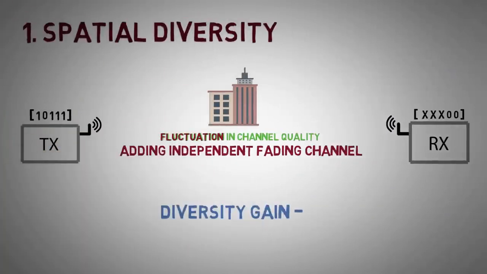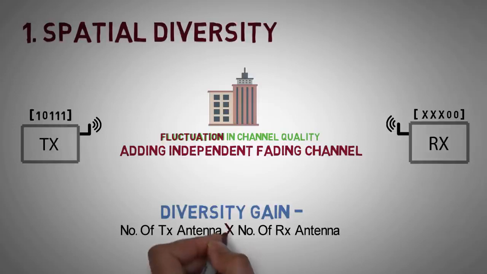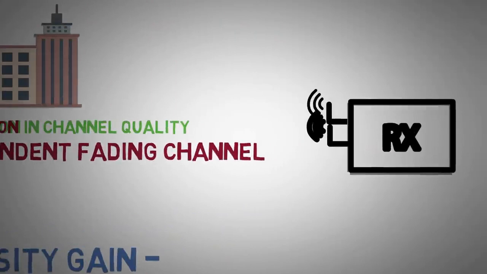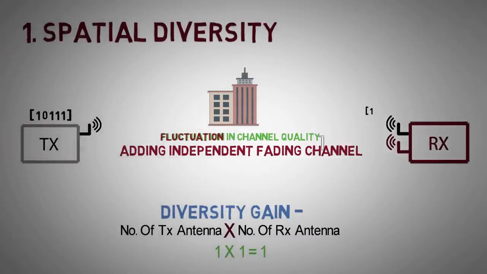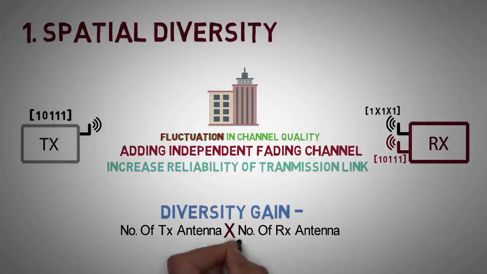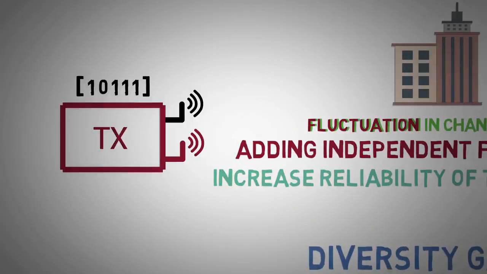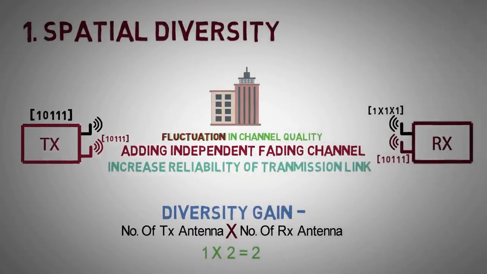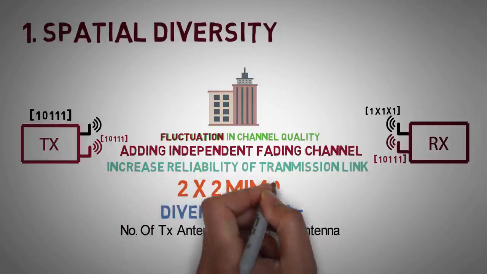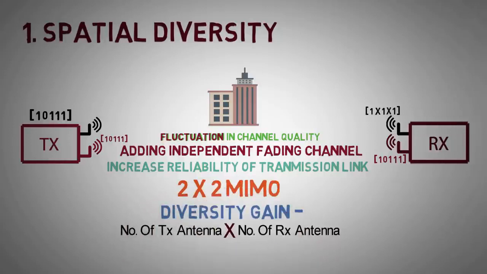Here diversity gain is defined as the number of transmitting antennas times the number of receiving antennas, which is equal to 1. Let us increase the number of receiving antennas by 1. The chances of proper delivery of the data across the two links are very high. Thus, the additional fading channel increases the reliability of the overall transmission. Here diversity gain is 1 times 2, which is equal to 2. In this way, more diverse paths can be created by adding multiple antennas at the transmitter side as well. The following figure shows a 2x2 MIMO system with the number of diversity paths equal to 2x2, which is equal to 4.